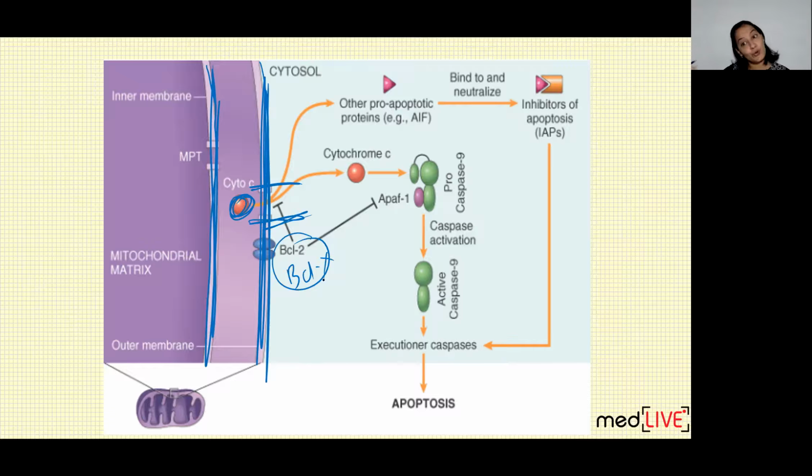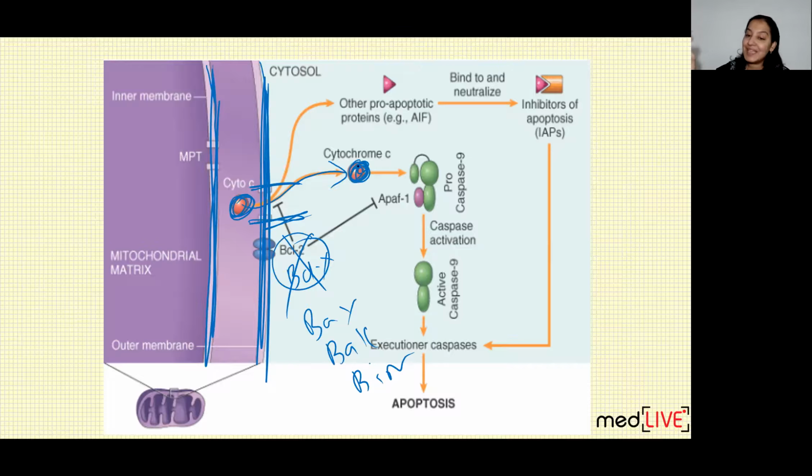But once the nucleus sends a signal to the mitochondria that the cell should die, these two guards are replaced by three other guards. What are the names of these three guards? BAK, BAX, and BIM. These three will open the door. Once the door is opened, cytochrome C comes outside.